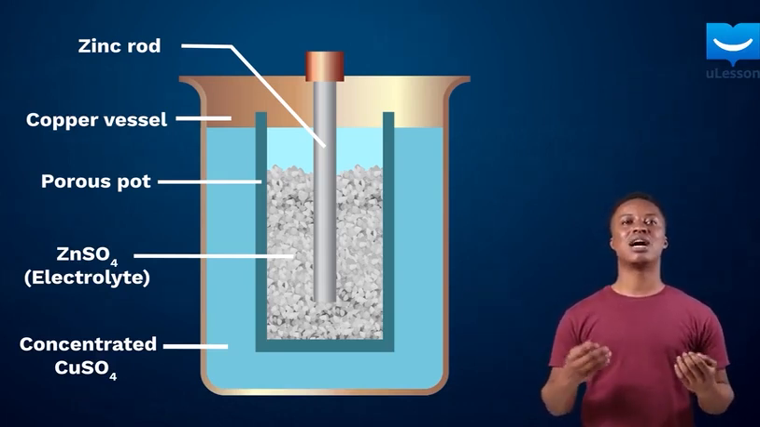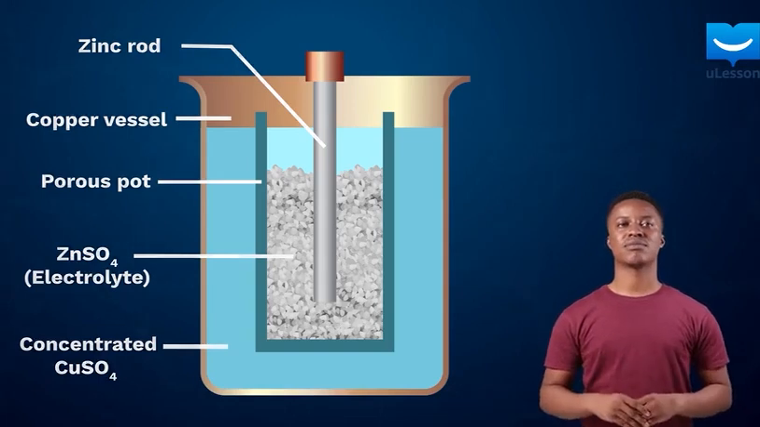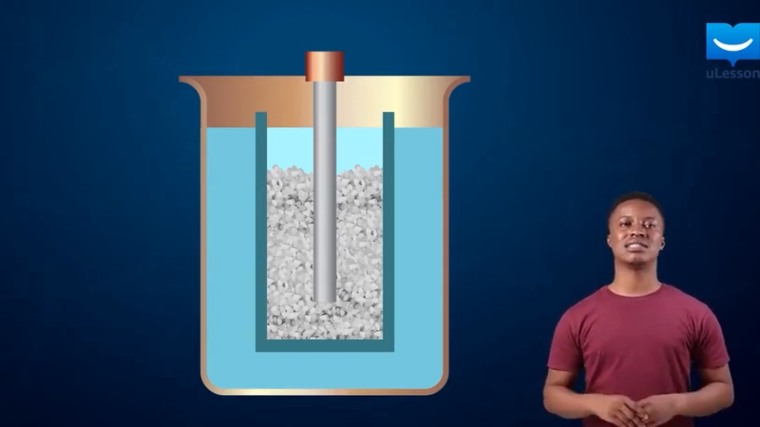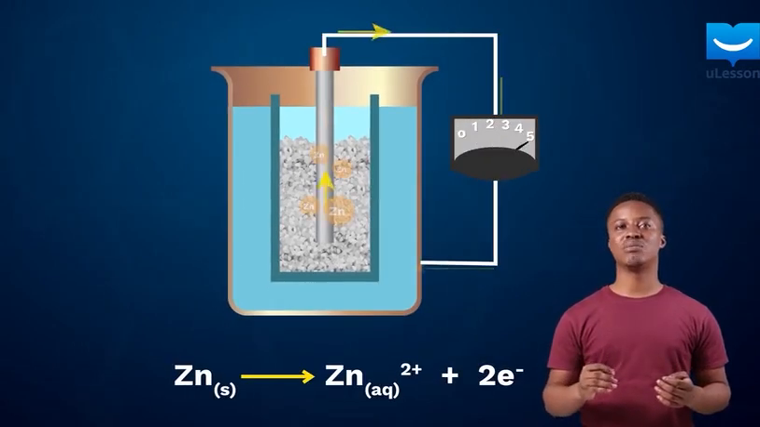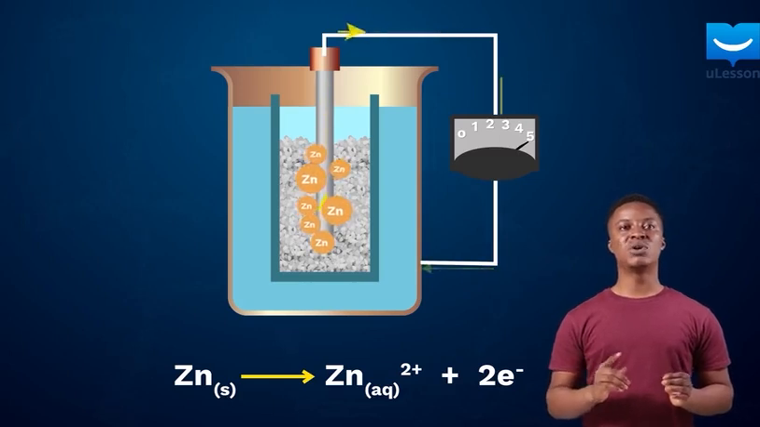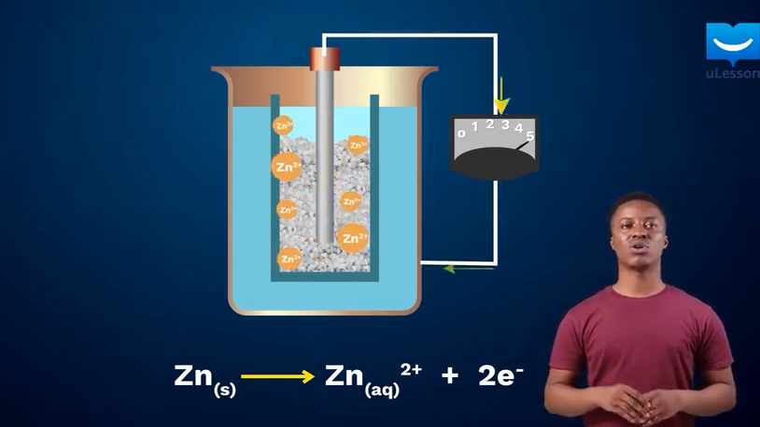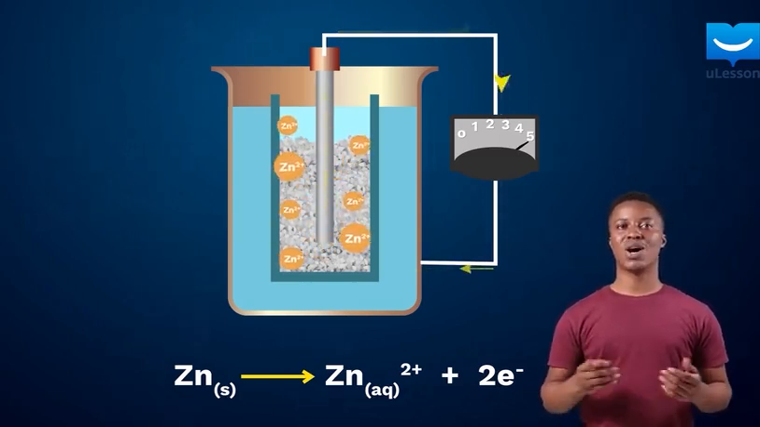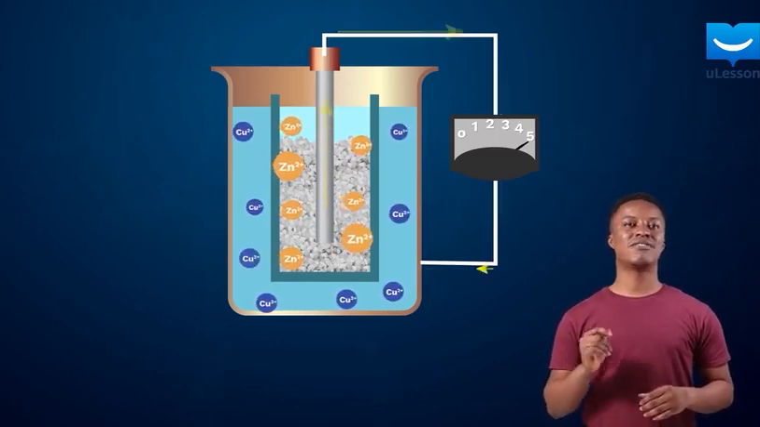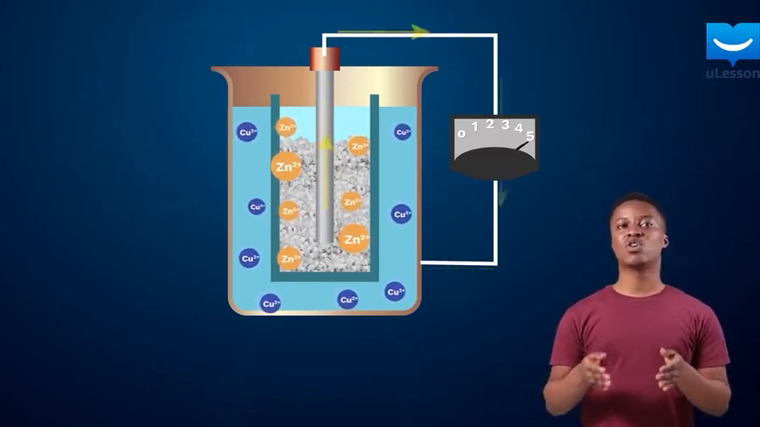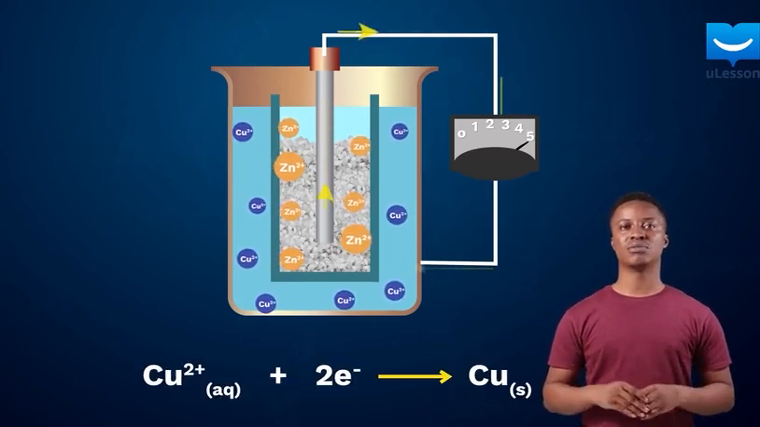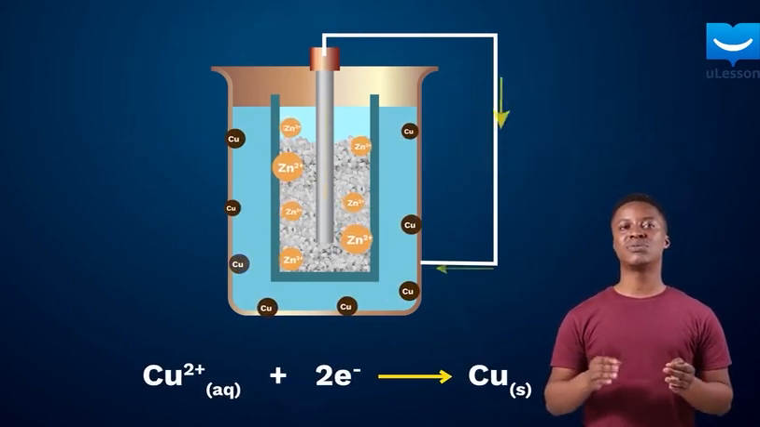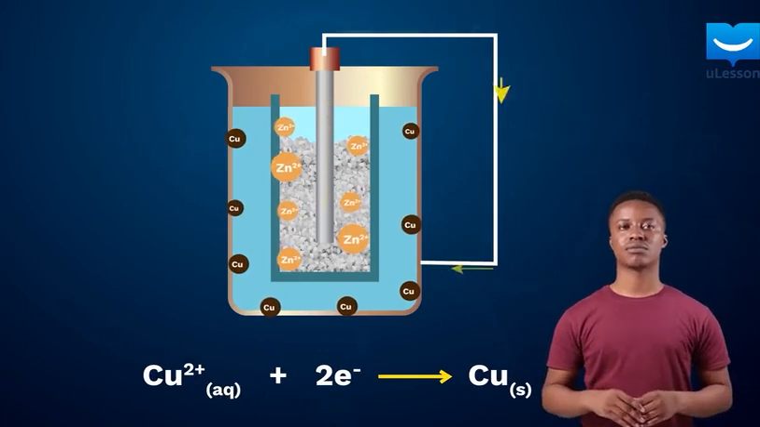Now, let's describe how the cell reacts. As explained in earlier lessons on the setup of an electrochemical cell, the atoms in the zinc electrode undergo oxidation by losing 2 electrons, which flow out through an external conductor to the cathode. Also, at the cathode, which is the copper vessel, the copper ions in the copper(II) tetraoxosulfate(VI) solution undergo reduction by accepting the electrons flowing in from the anode.